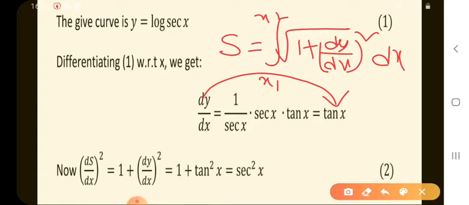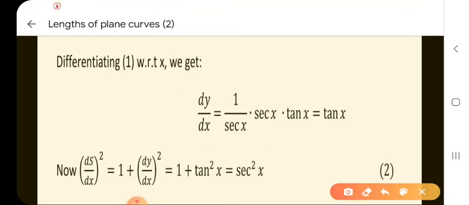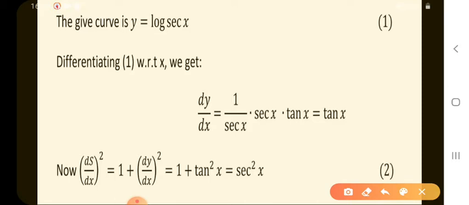Now I find the value of 1 plus dy by dx whole square. 1 plus dy by dx whole square equals 1 plus, what is dy by dx here? Tan x whole square, means 1 plus tan square x. 1 plus tan square x is secant square x. So first we have limit values, then I find dy by dx, after that the value of 1 plus dy by dx whole square, which is secant square x.